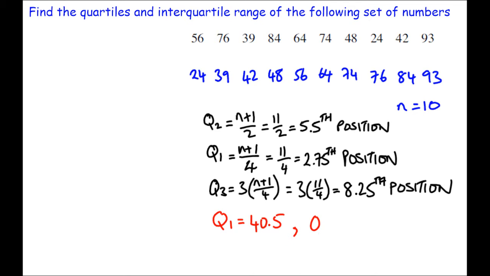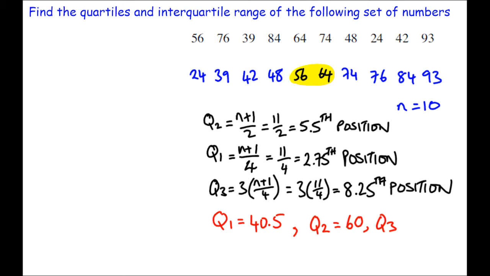Q2, this is our median. The median is located at the 5.5th position. That means it's in between the 5th and the 6th piece of data. This time, let's be clear which values we're talking about. In between the 5th and the 6th. And I just need to check what value is right in the middle of those two. Do it in your head, or add them together and divide by 2. Q2 equals 60.